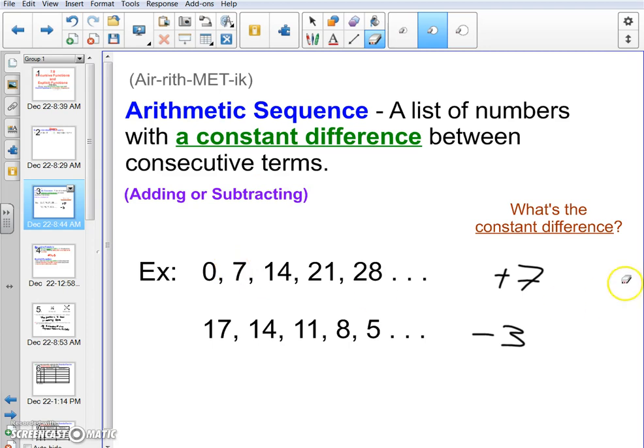Now if you look at this list, I've already done some of the work for you, but I just wanted to quickly explain. The constant difference here is plus 7 because you are adding 7 for each term. So every time you add 7, you get the next term. Now the second sequence looks to be decreasing, and it happens to be decreasing by 3, so the constant difference here is negative 3.